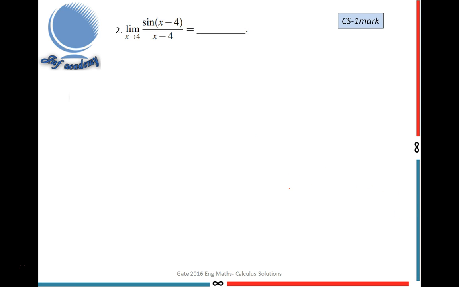The second problem is limit x tends to 4 of sin of (x minus 4) by (x minus 4) equal to what? This question is from the computer science department. It has 1 mark. I can write this question as limit x minus 4 tends to 0 of sin of (x minus 4) by (x minus 4), because x tends to 4 means x minus 4 tends to 0. Here I explain one important result: limit x tends to 0 of sin x by x equal to 1. This is a well-known, very important result.